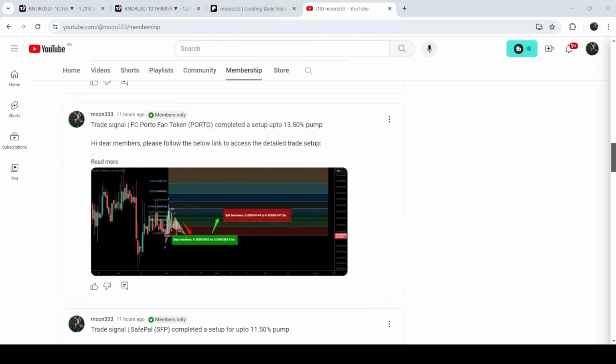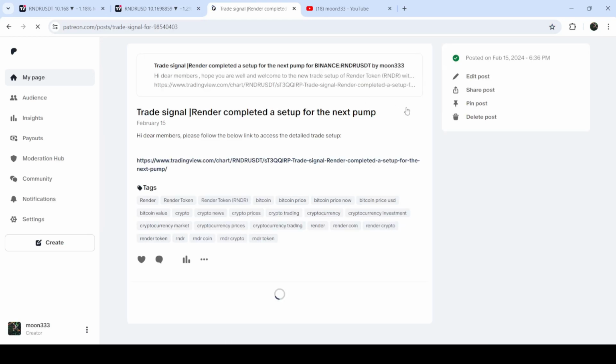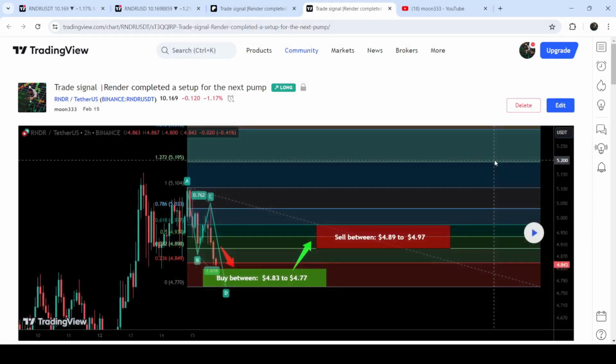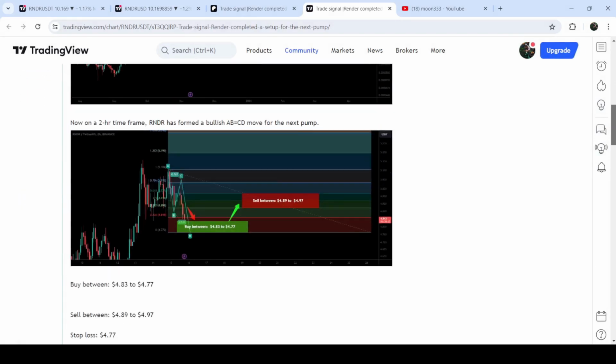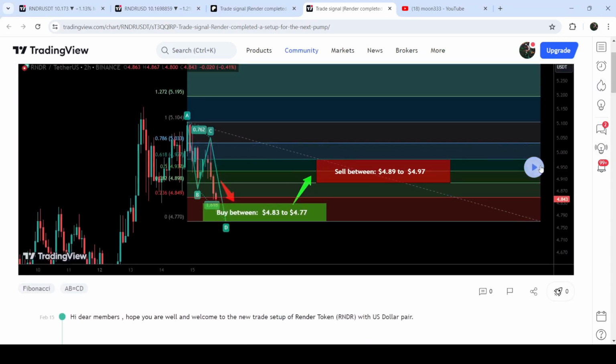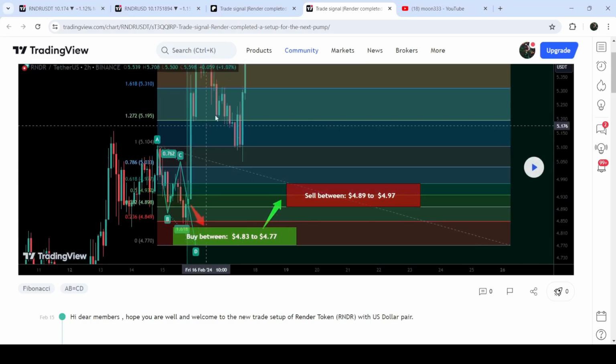So let's start the analysis. And first of all, let me begin with my most recent trade signal for Render that I shared on 15th of Feb 2024 with my members. And that was a harmonic bullish reversal AB equal to CD move that Render formed with the US dollar pair on a 2-hour time frame chart. And this was the complete trade setup. This was the buying zone, sell targets and the stop loss. And now if I play this chart, then you can see that the price then started a very nice reversal from this buying zone, and this was almost a 72% pump only on this 2-hour time frame chart.